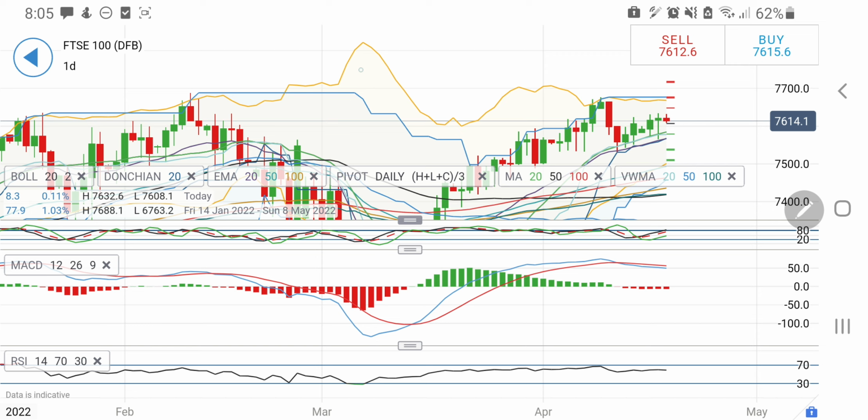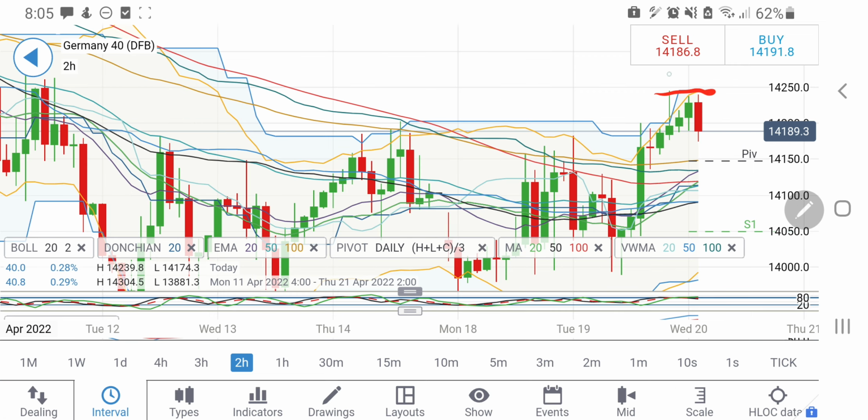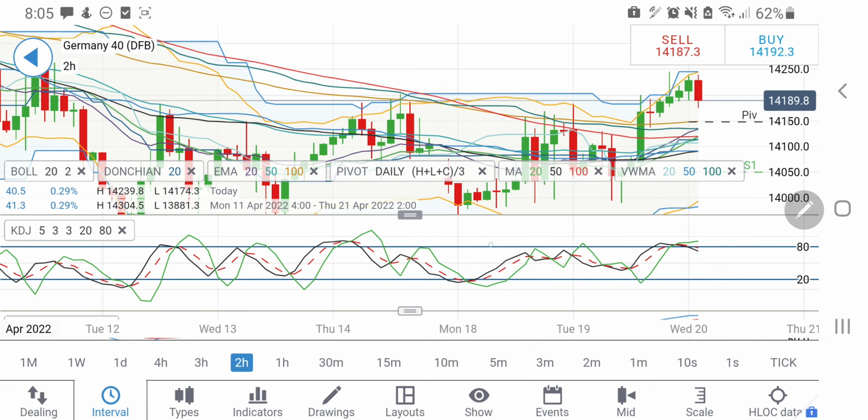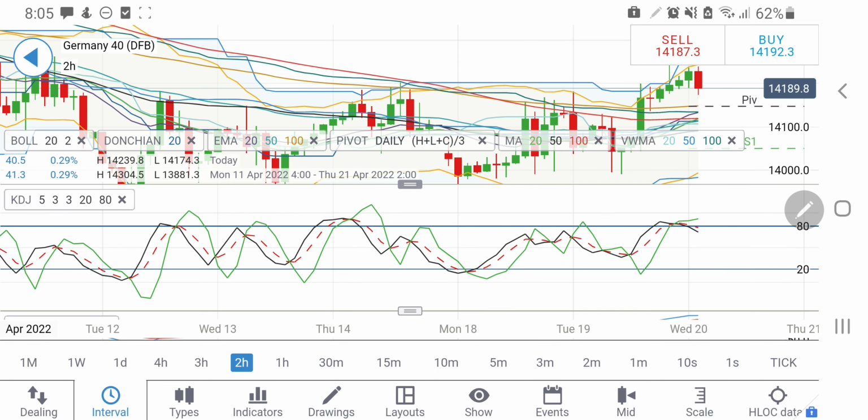Now let's have a look at Germany 40. See, similarly, Germany 14250 is a stronger resistance, the top of the channel here, and it has achieved lower highs. See, highs are connected here, but it is achieving lower lows. Hence a very strong support lies at 14150. One can take a short entry at 14150, expect it to drop towards 14080 levels, which is going to be a stronger support, and below 14050 one can expect it to shed a little. And yes, 14250 should be the stop loss. If it breaks 14250, one can go long again.